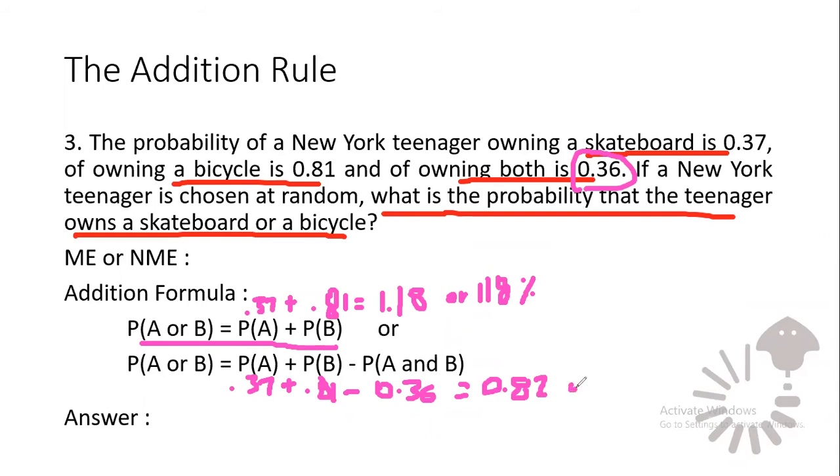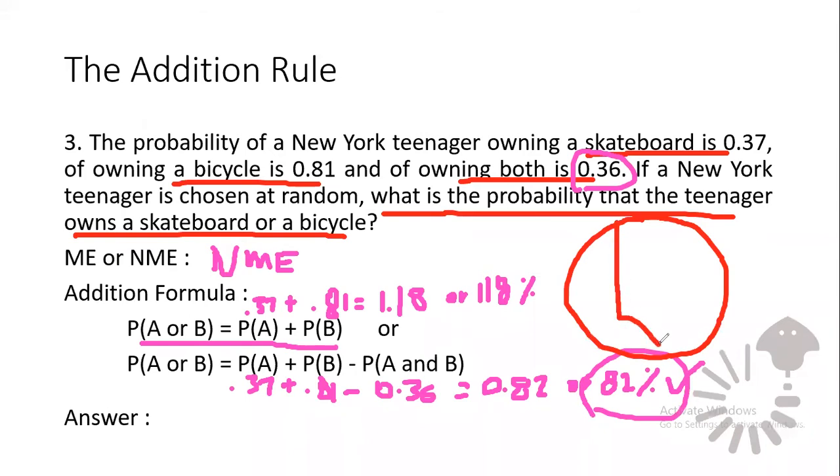So which looks more correct? The second, 82%. This is more acceptable, giving us that this example is non-mutually exclusive. So, the answer is 82%. The explanation: this is your pie chart of the teenagers. 82% have a skateboard, a bicycle, or both. And the 18% part of the pie chart are those with no skateboard, no bicycle, nothing.